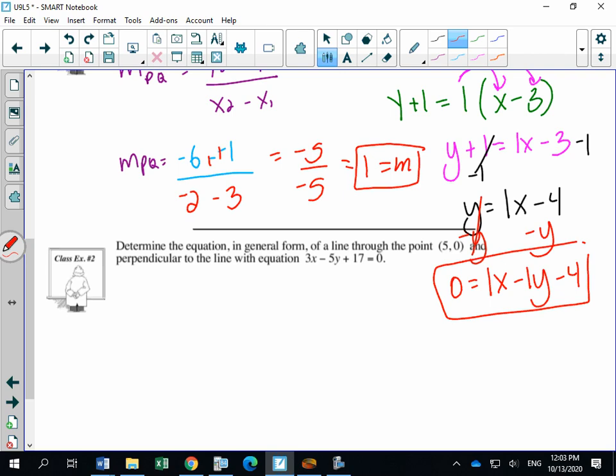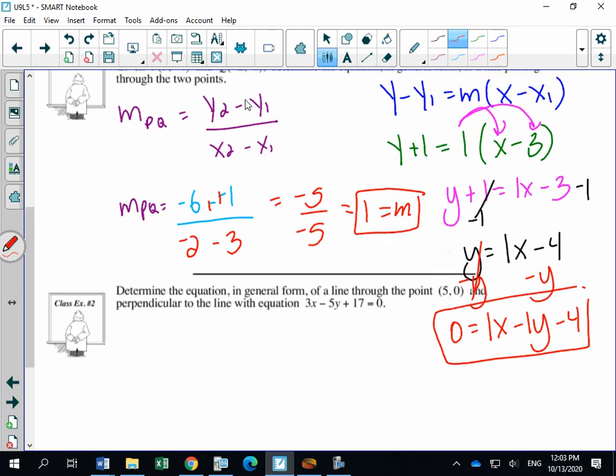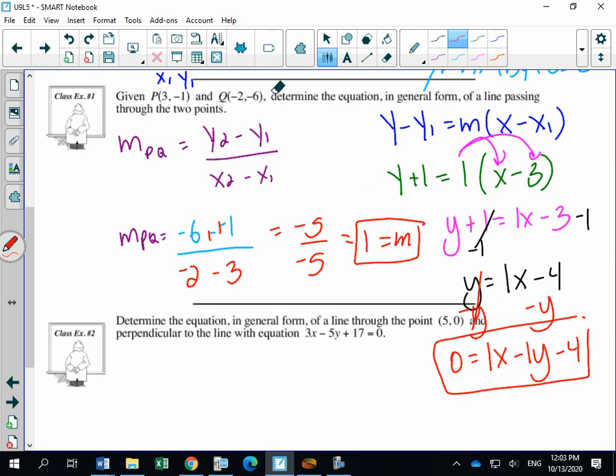If you guys would have chosen the other point, at the end of the day, you'd be at the exact same spot. So it does not matter when you're going to slope point form which point you use. You could have chosen this to be your x1, y1, and you would get to that exact same equation. Okay, so that's super important to kind of realize that.